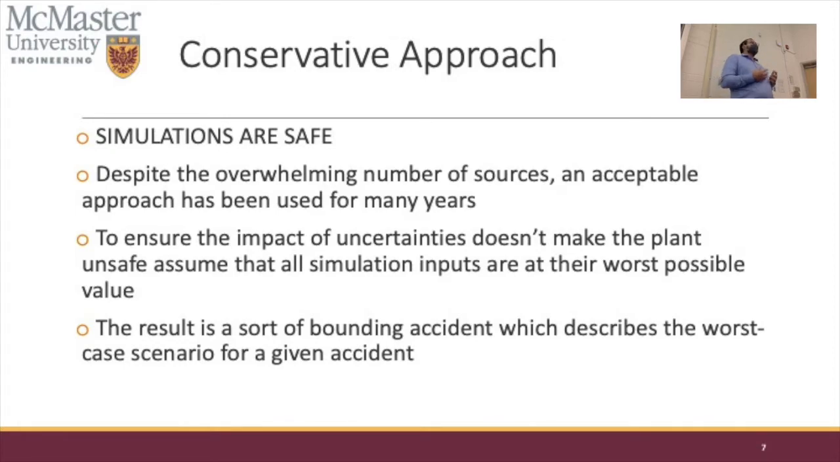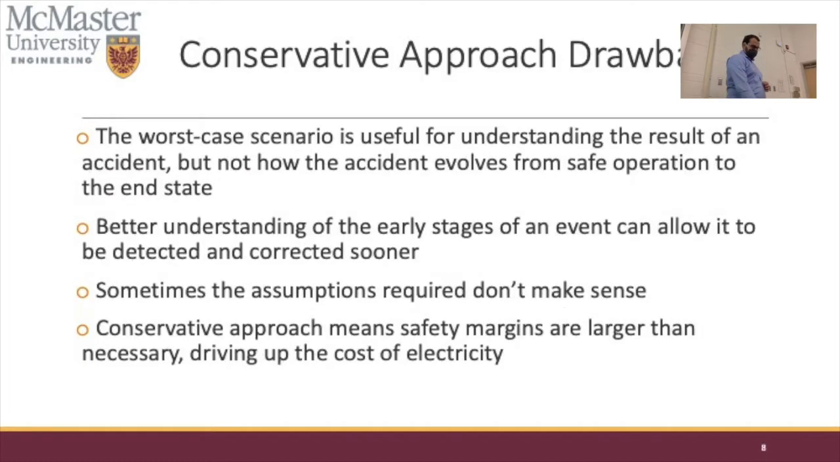And so in the conservative approach, to ensure that the impact of uncertainties doesn't take the plant from a safe state to an unsafe state, we run a simulation where we assume that all of the inputs are at their worst possible values. Now, what that gives us is a sort of bounding accident or a worst case scenario. And by looking at that worst case scenario and ensuring that it's within our operating envelope, we can infer that our simulation results are acceptable.